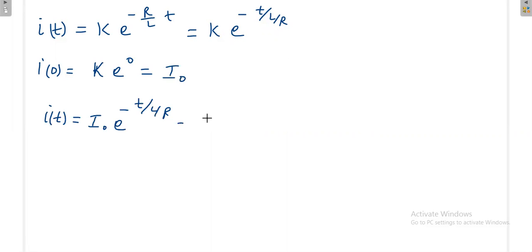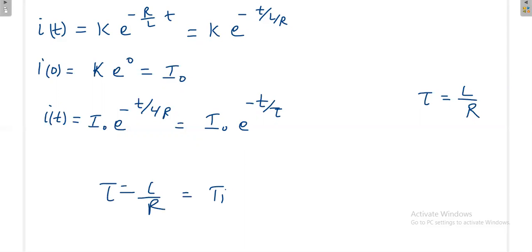This L by R you can replace with the time constant of the circuit. Once you have an RL circuit, the time constant of the circuit tau is equal to L by R. Now the direction of the current. So again I of t is finally I naught e power minus t by tau, where tau is the time constant of the circuit, tau is equal to L by R.